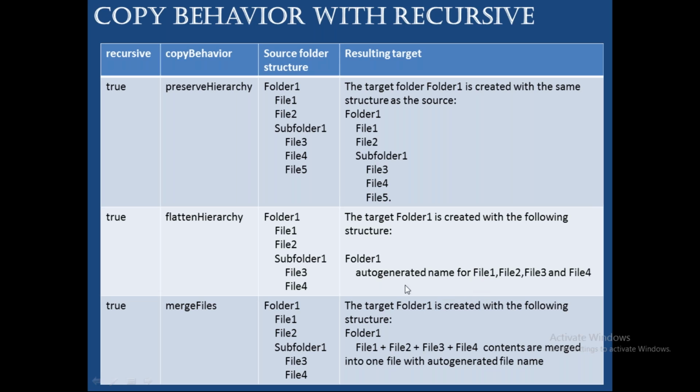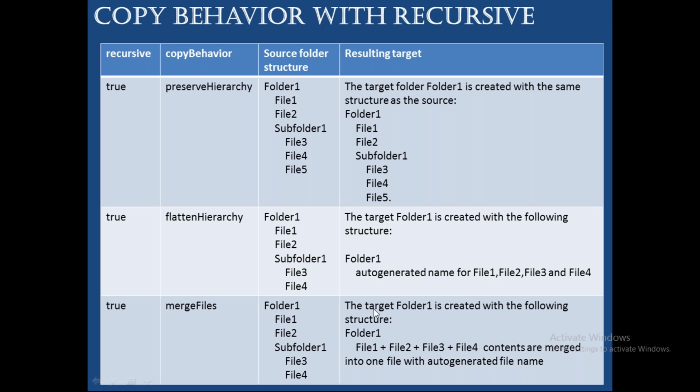Okay. Next, let's say recursive is true. I am going to enable recursive as true, and copy behavior I will select as merge files. Merge files means, you see in folder 1 you have file 1, file 2, and in the subfolder you have file 3, file 4. Now what it will do is, recursive is true and merge files, so it will pick all these 4 files. It will add all the content of these 4 files and give you a single file.